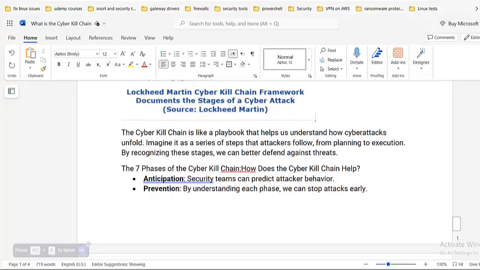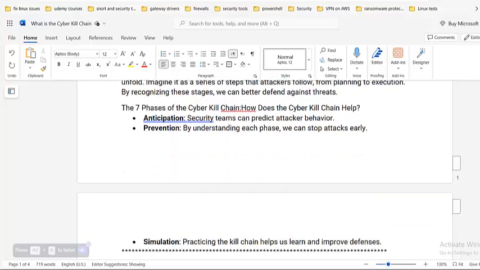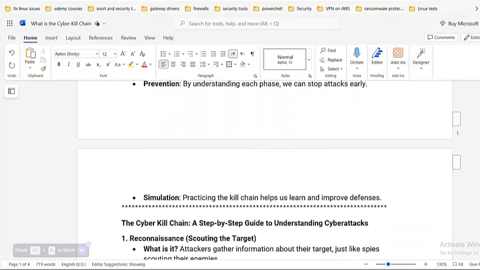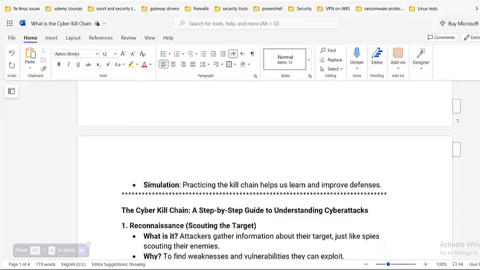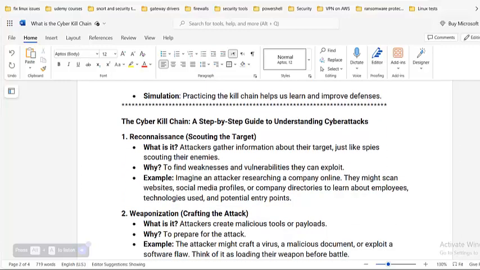Anticipation: security teams can predict attacker behavior. Prevention: by understanding each phase, we can stop attacks early. Simulation: practicing the kill chain helps us learn and improve defenses. The cyber kill chain, a step-by-step guide to understanding cyber attacks.